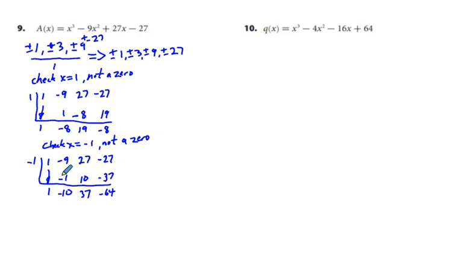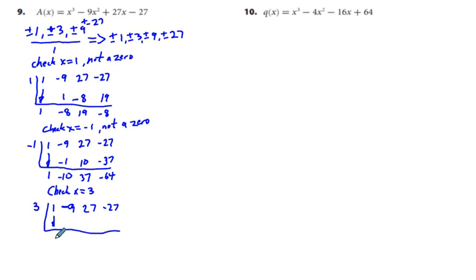Next, we're going to check 3, x equals 3. Again, shouldn't be terribly difficult. It's just taking the time on it. So we put 3 here. And on the inside we put 1, -9, 27, and -27. And so we have, let's bring down the 1. So that's going to give us 1 here.